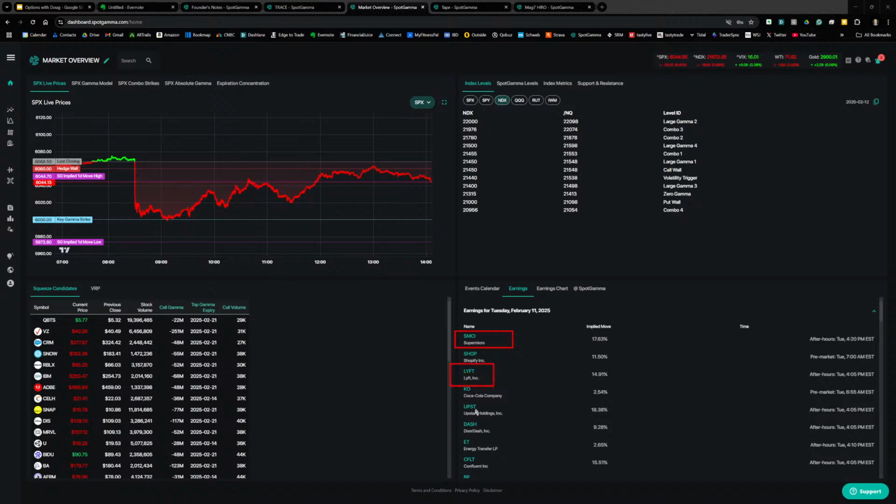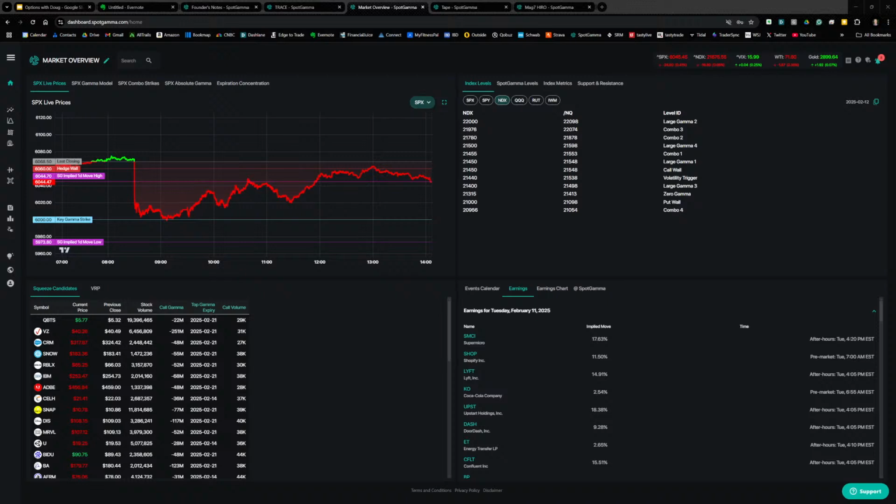SMCI, Lyft, Upstart Holdings, and Confluent. I want to look at all of these stocks. I'm going to start with one Mag 7 stock, Tesla, which has been pretty weak lately, making a recovery today. Then we'll take a look at these four stocks. And note, hero data is available for SMCI, Lyft, and Upstart, but not for Confluent.